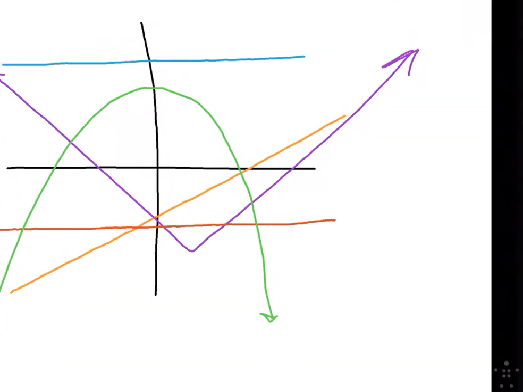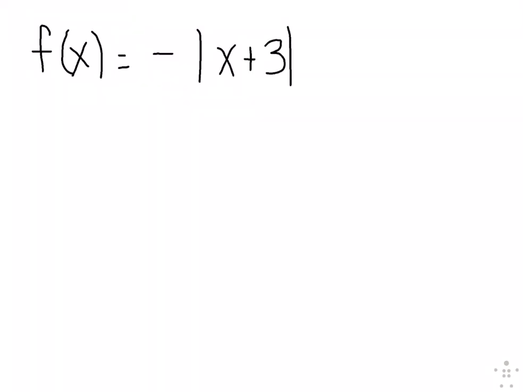Okay, good. Then, the harder parts. Here's what it'll say: it'll give you an equation like this, and it'll say f of x equals negative absolute value of x plus 3, minus 4.